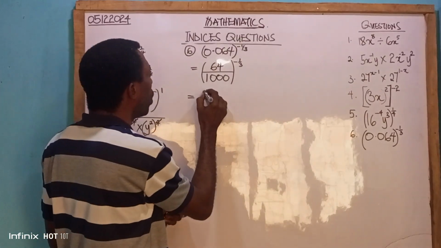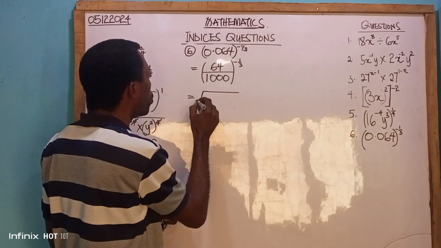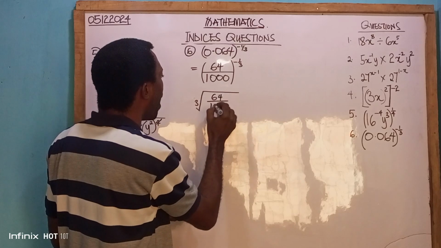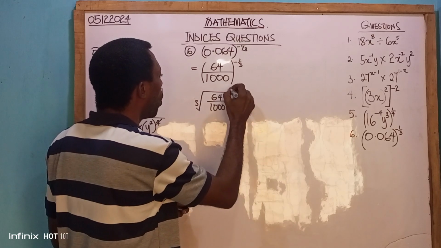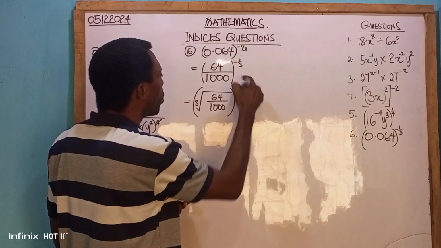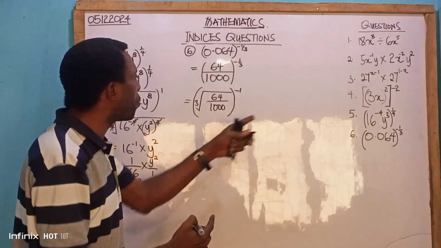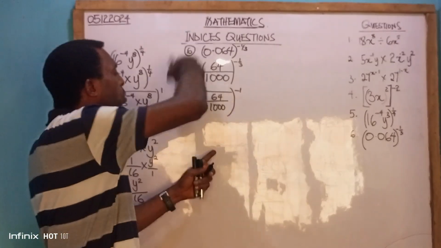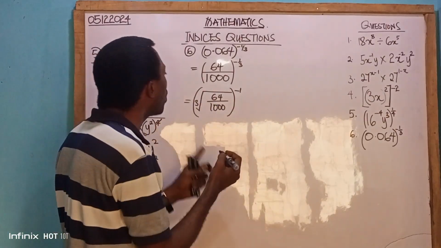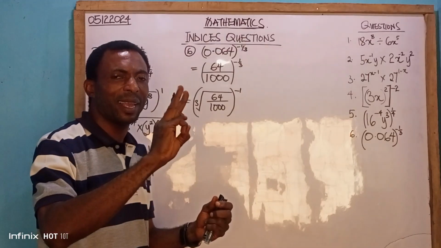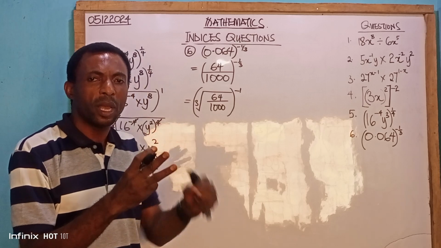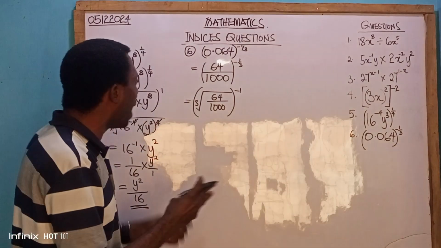So the next thing is we now move to the next step of root 3. We are having root 3. Root 3 will now be of 64 over 1,000. That means we are raising all of this to the power of minus 1. Don't forget, we've used the denominator as our root, and the numerator remains our power. So what number can I multiply in 3 places that will give me 64? I think 4 times 4 will give me 16. 16 times 4 will give me 64.